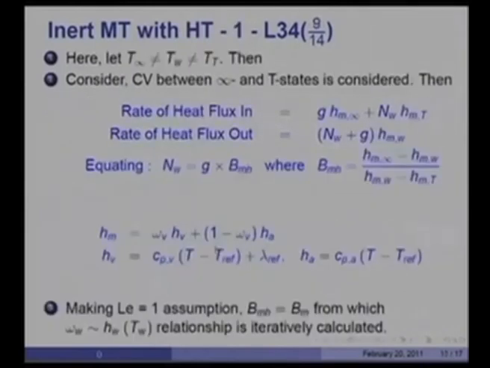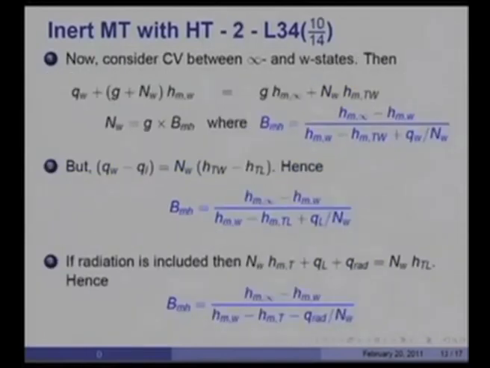So, Bm is equal to Bmh, and we can calculate the unknown Tw state and omega W states from the equilibrium relationship iteratively. This is exactly what we did even in Stefan flow and Couette flow models. Now, a few more interesting results.